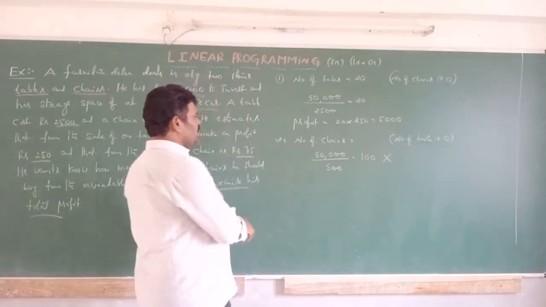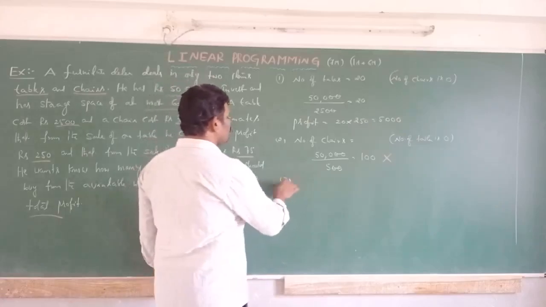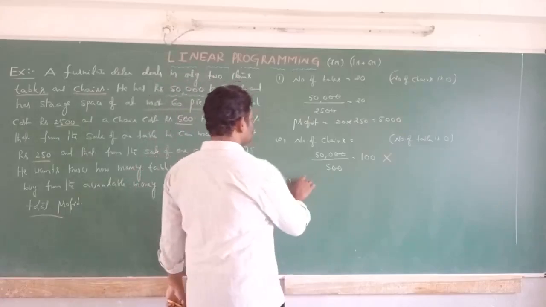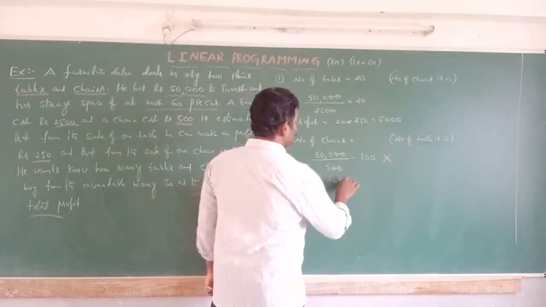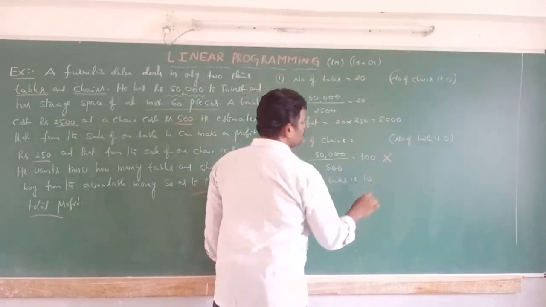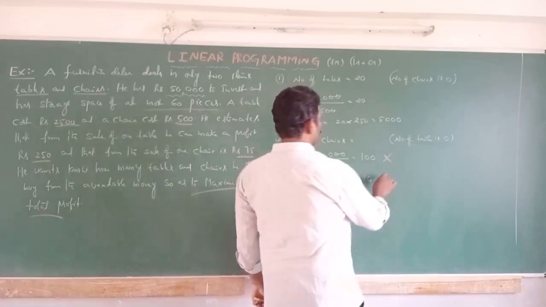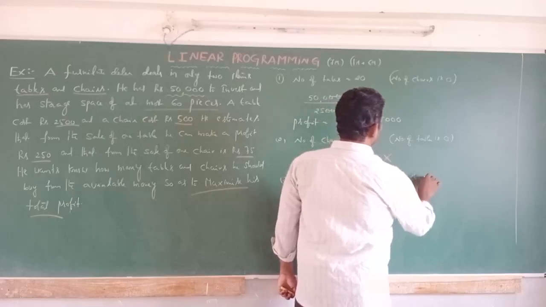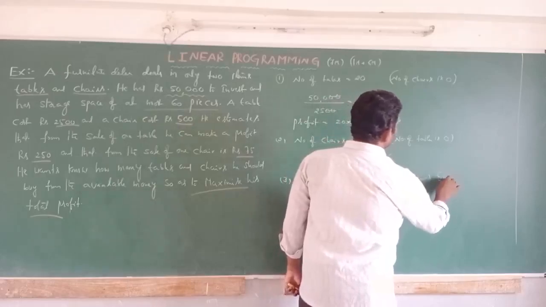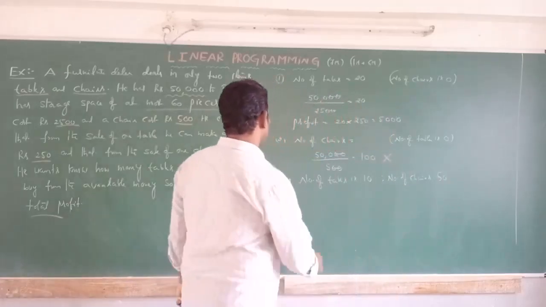In the third case, we split the number of chairs and the number of tables. Suppose the number of tables is 10. Then the number of chairs is 50. Then how much profit do you get here?